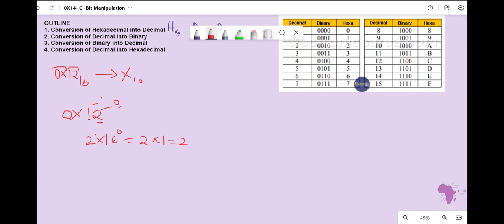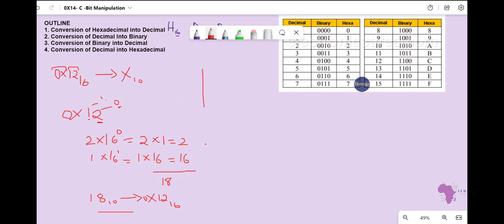Let's get the second number, which is 1. So 1 multiplied by 16 raised to the power of its position, which is 1, is 1 multiplied by 16, which gives us 16. Now, what's the total? The total in this case gives us 18. So this is enough to say that 18 base 10 is equivalent to 0x12 base 16.